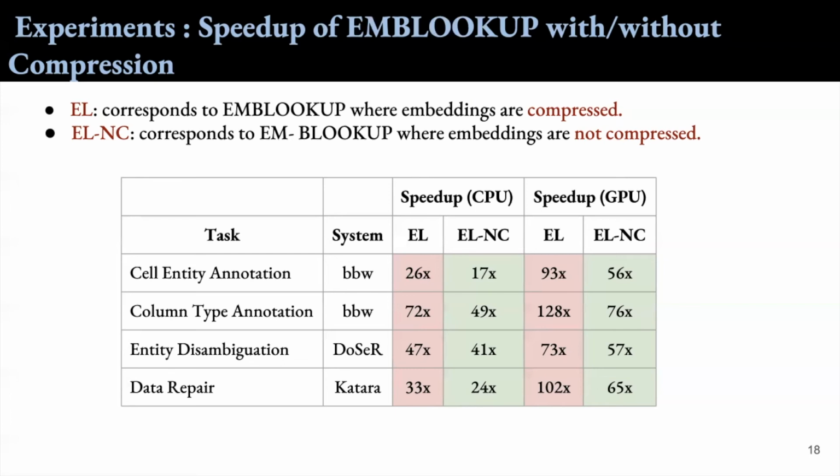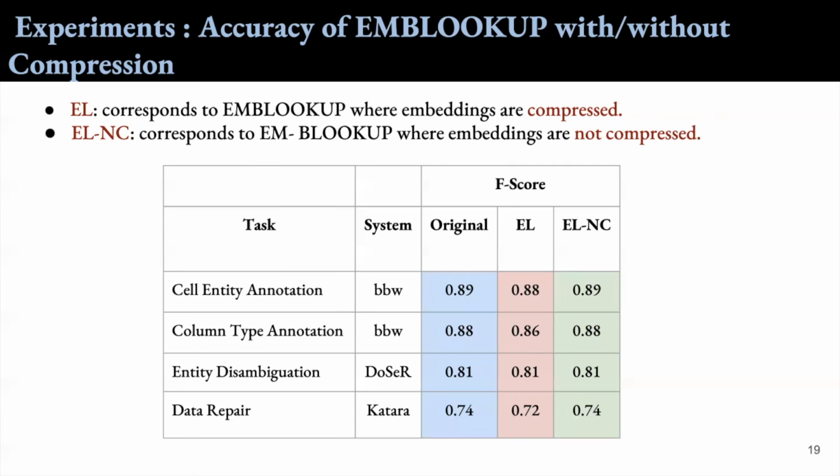For the same set of tasks and the same systems, in this experiment, we test the accuracy before and after replacing the lookup in these systems with mLookup. The red column is the F-score when we replace the lookup function with mLookup implementation with compression. The one in green is the F-score of mLookup without compression. The column in blue is the F-score of the system before replacing the lookup function. The experiment shows that mLookup can speed up the lookup operation with almost no reduction in accuracy.